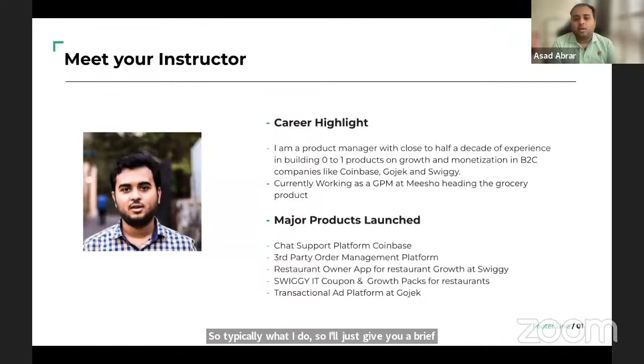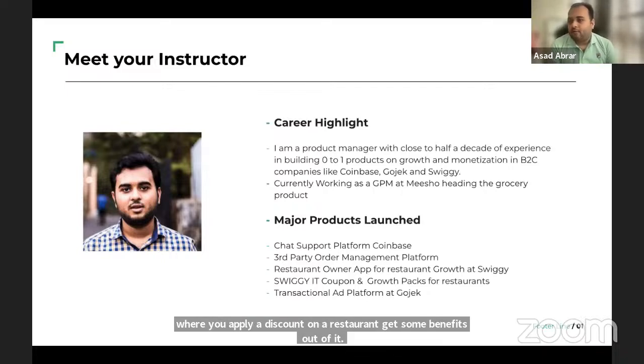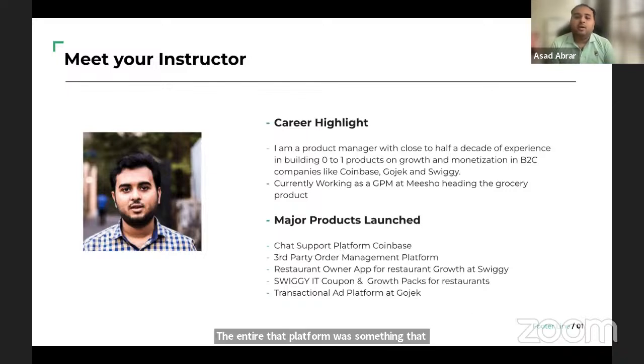Typically, I'll just give you a brief about what type of problems I worked on. At Swiggy, I was building the entire growth platform. So every discount that you see at Swiggy, where you apply a discount on a restaurant and get some benefits out of it, that entire platform was something that I crafted. After that, I went to Gojek and built a transactional ad platform, getting $15 million of annual revenue, as well as onboarding close to 500,000 SMB merchants onto it.